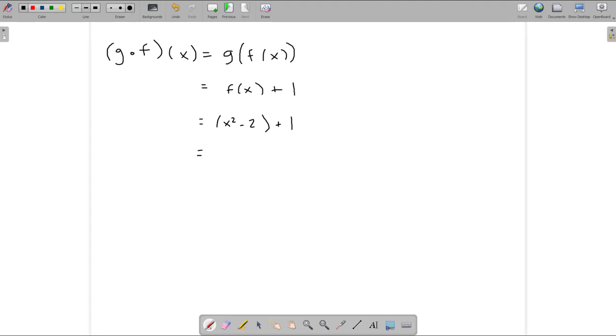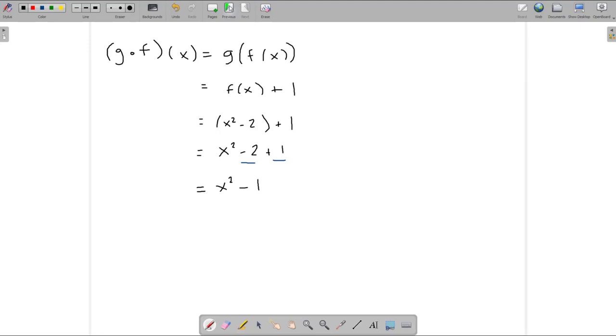We'll simplify this a little bit further. Nothing to FOIL out here. X squared minus 2. Remember, you only FOIL if you have a squared or an exponent on the outside. So I just have x squared minus 2 plus 1. Combining my like terms, minus 2 plus 1, I'll end up with x squared minus 1.